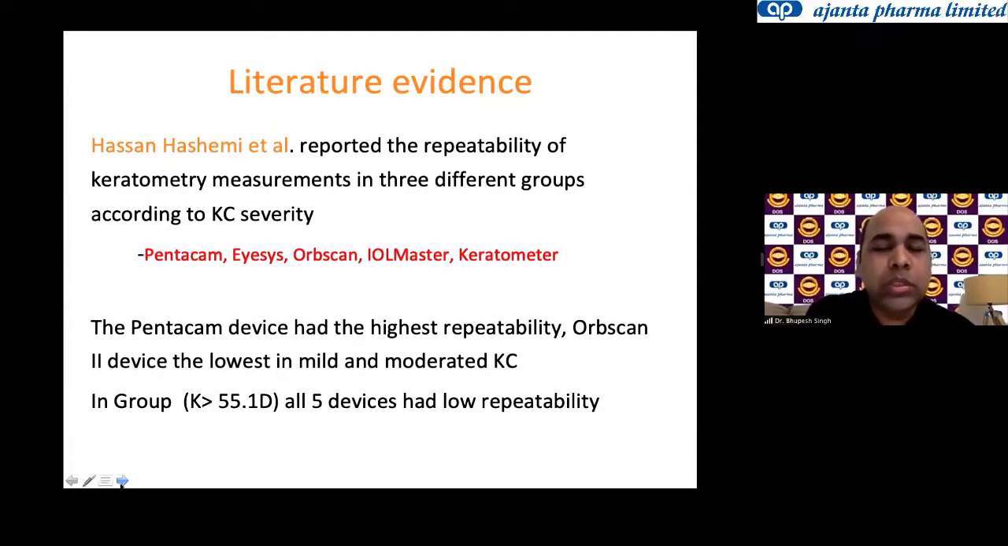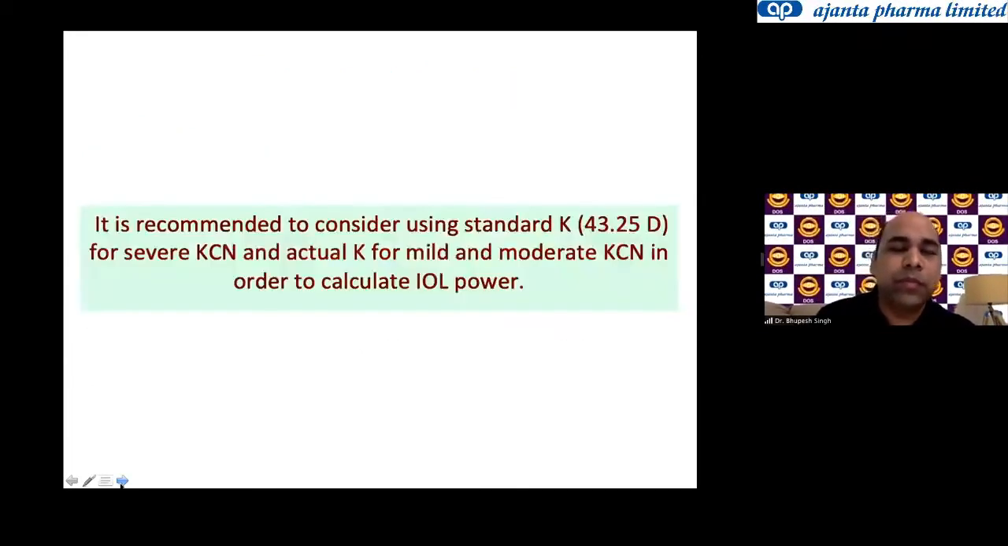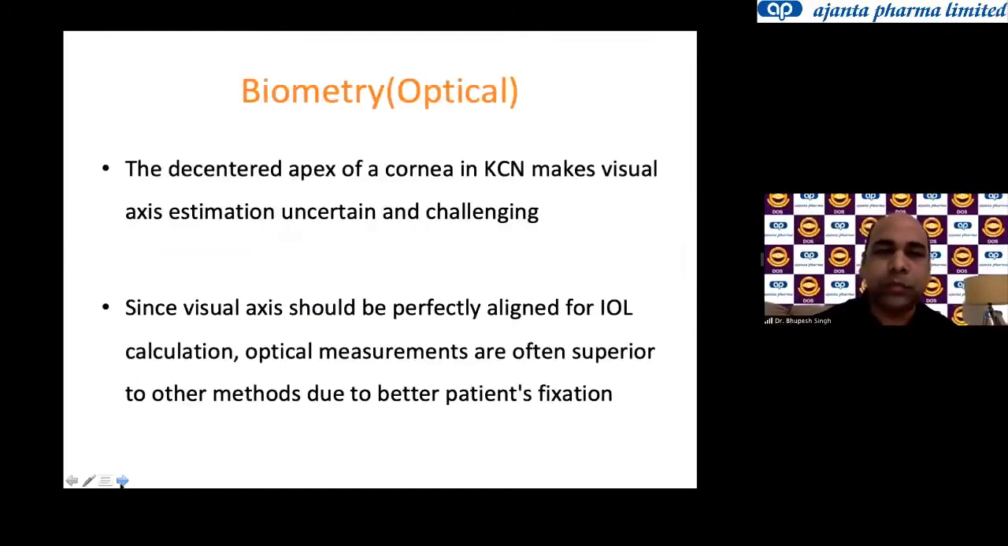It also shows that in the group where the keratometry readings are more than 55, all 5 devices had low repeatability. So some groups recommend that it is better to use a standard K, that is 43.25 diopters, for severe keratoconus, where you are not sure what the K reading is, and to use actual K for mild to moderate keratoconus in order to calculate IOL power.